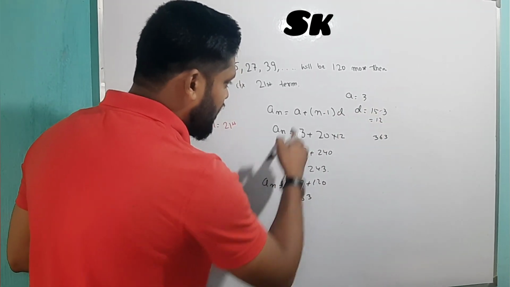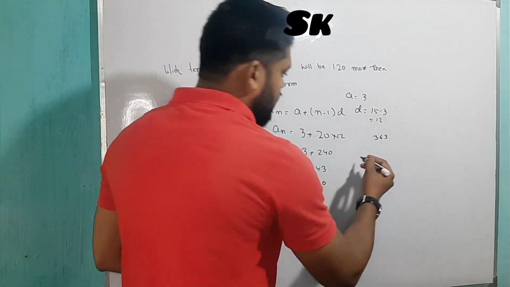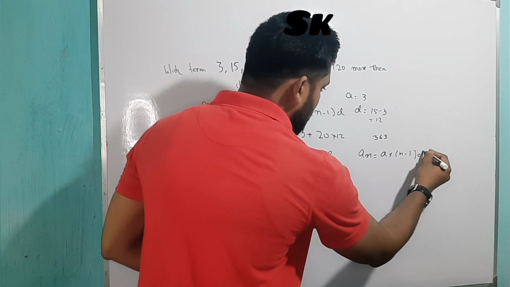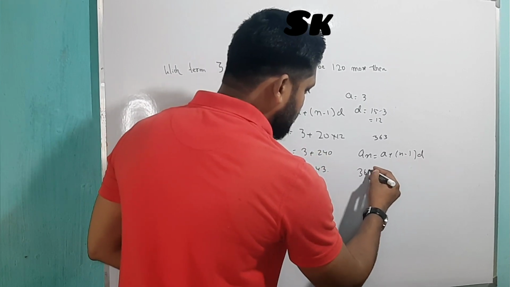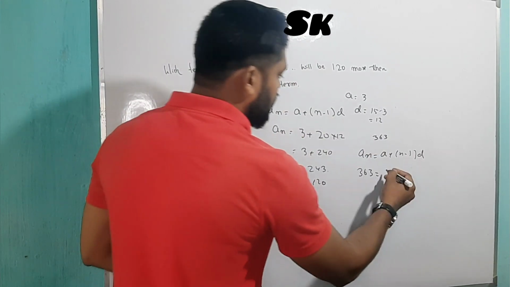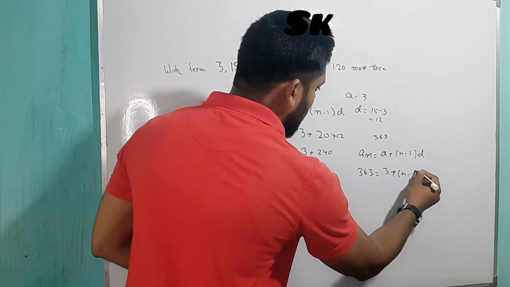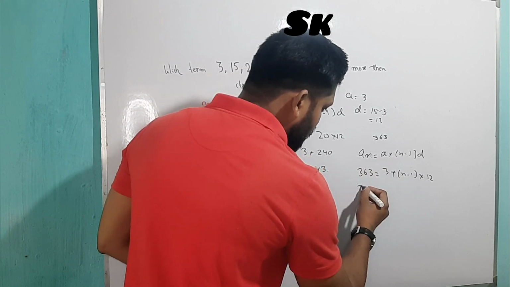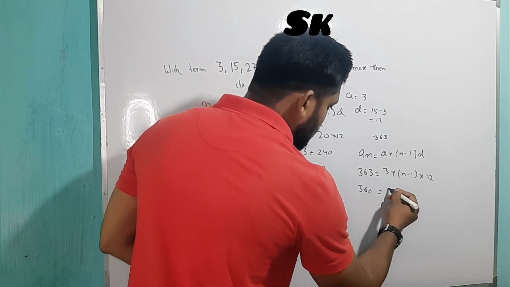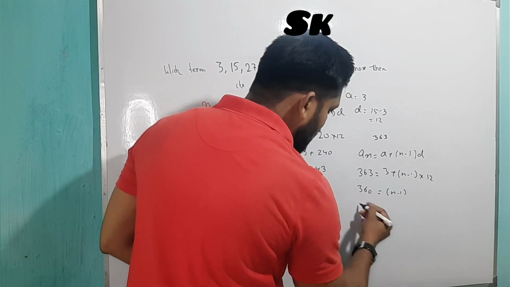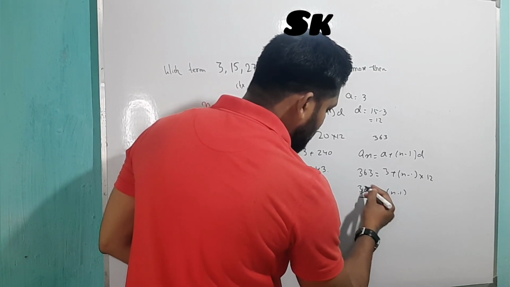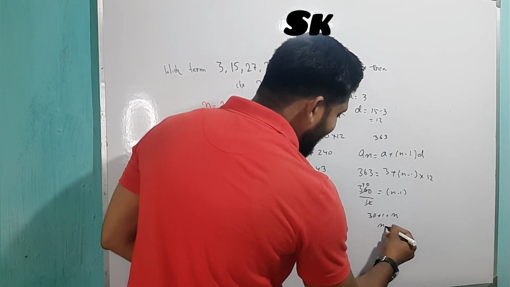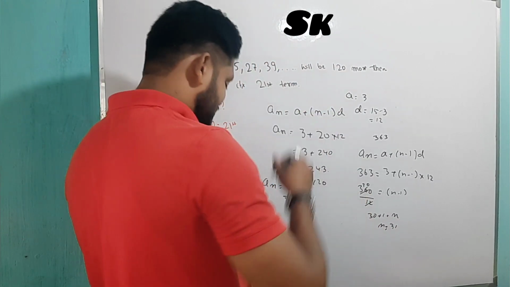So a I'm having. So I can write an is equal to a plus n minus 1 times d. An value is 363, a value is 3, n value I don't know, I need to find out, and d value is already 12. So you solve this one, I'll solve. 363, this 3 will go across, so n minus 1 is 360 divided by 12. 12 times 3 is 36, so 30. So 30 plus 1 is equal to n. So when n is 31, my answer is 363.